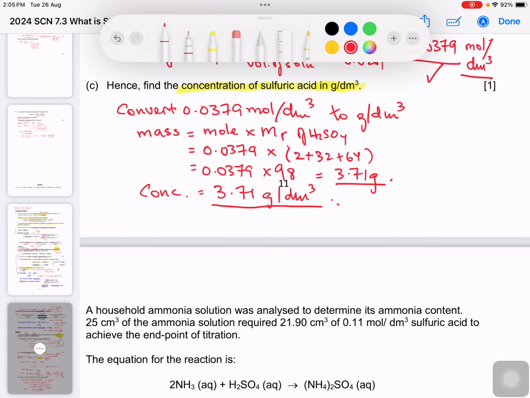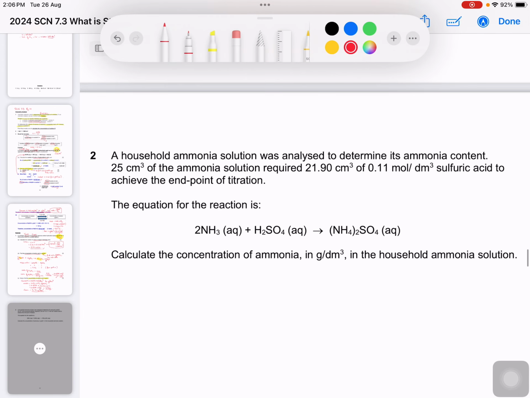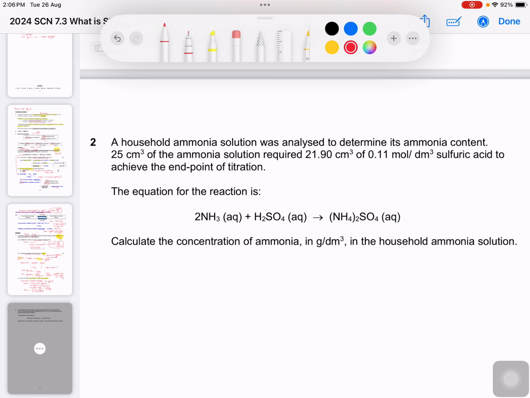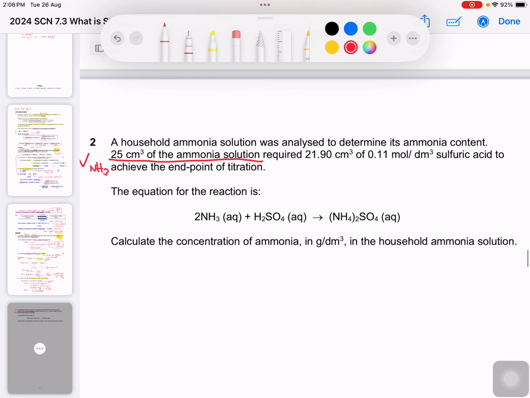Okay, example 2. I will still do example 2 for you, but you are going to do example 3 on your own. So this is example 2. We are doing it again. A household ammonia solution was analyzed to determine its ammonia content. First number, 25 cm cube of ammonia solution. Straight away, let's annotate it. This will be volume of ammonia.